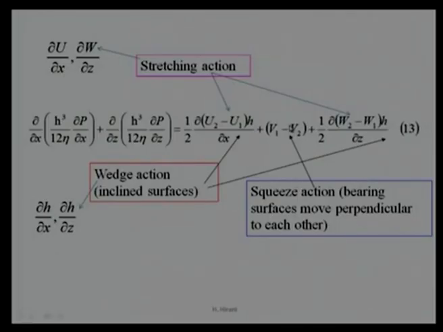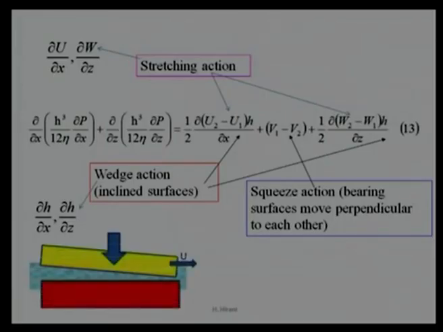The last one is the squeeze action. We say that the bearing surfaces move perpendicular to each other, or that the film thickness h is continuously varying. There is a separation, and because of the relative velocity along the film thickness direction, there will be a change in film thickness, right. What we are talking about is that this thickness will move up and down.